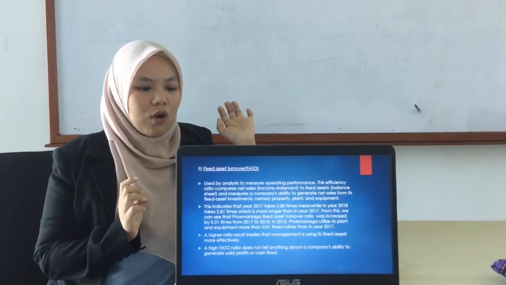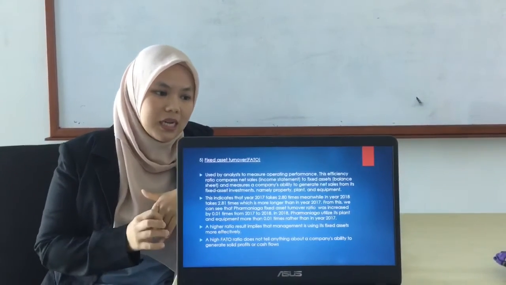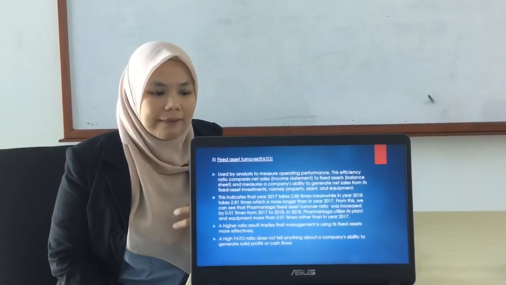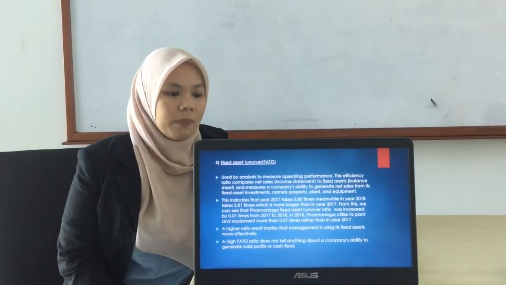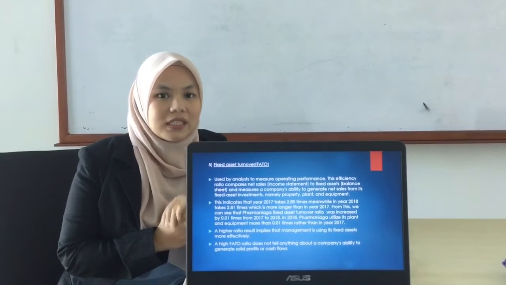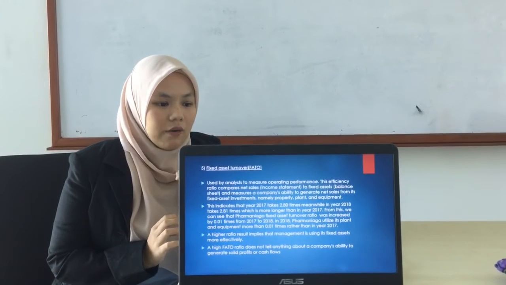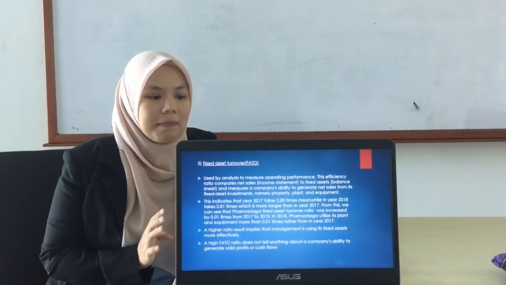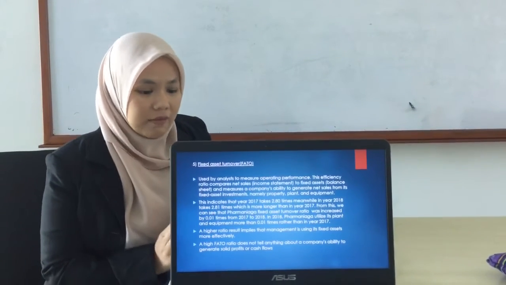For the fixed asset turnover ratio, Pharmaniaga in 2017 is 2.80 times, meanwhile in 2018 it is 2.81 times, which is higher than in 2017. From this, we can see that Pharmaniaga's fixed asset turnover ratio increased by 0.01 times from 2017 to 2018. In 2018, Pharmaniaga utilized its plant and equipment 0.01 times more than in 2017, which is more efficient.